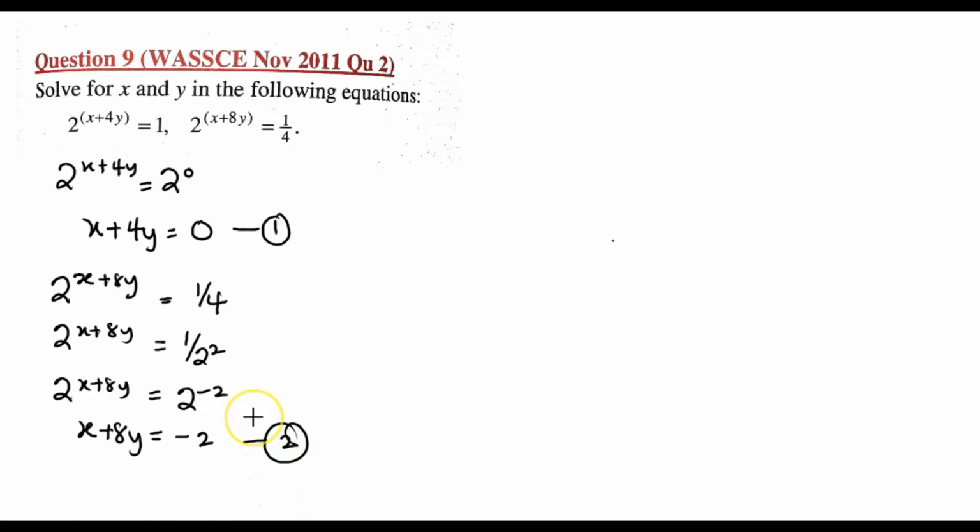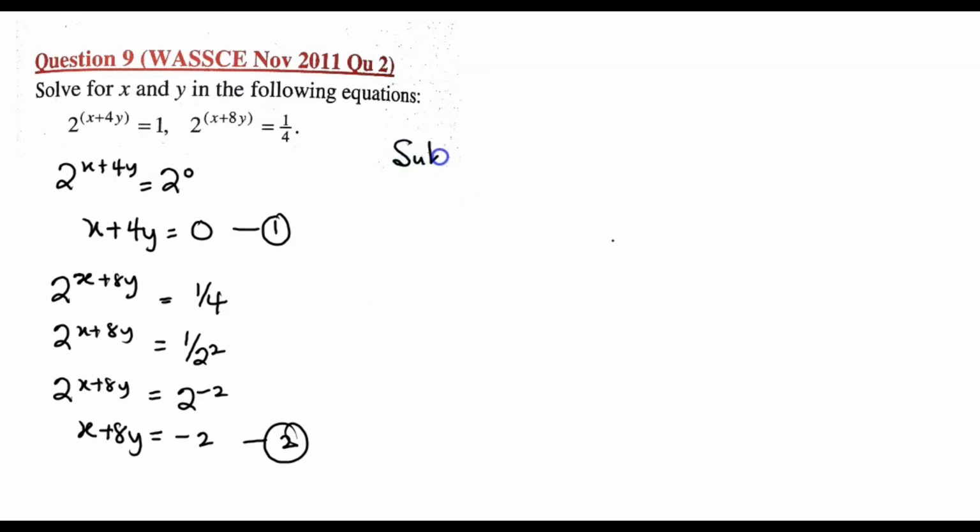As I always say, you need to use the simplest method to get your solution within the shortest possible time. So from equations 1 and 2, we can use the elimination method to get the values of x and y as requested. Since equation 1 has the variable x with the same coefficient as that of equation 2, we can use the elimination method.